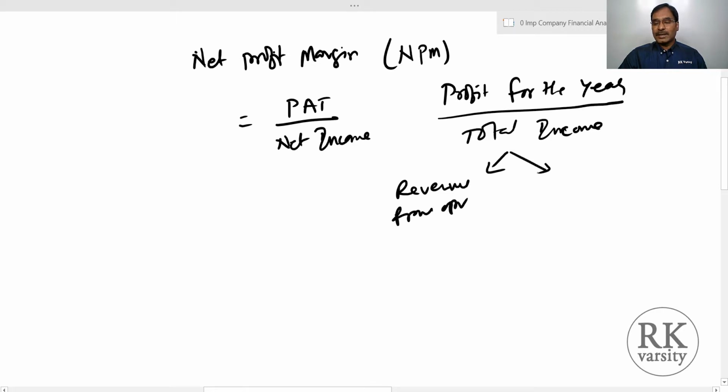as well as other income. Why I am considering other income here is that when you are calculating the profit for the year, we deduct all the expenses. These expenses include your direct expenses, selling, general and administrative expenses, then your depreciation amount, taxes, all the amounts are deducted here. So that is the reason why it would be appropriate to use total income.